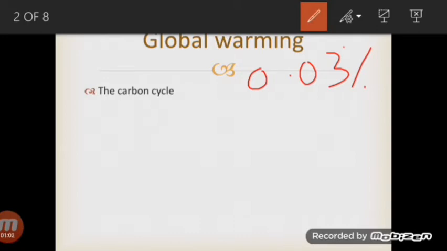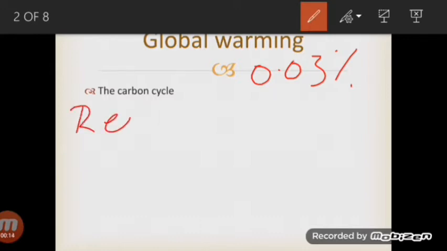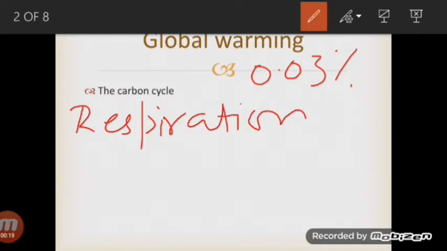Always remember this. So how is it going to maintain the level of carbon dioxide in the atmosphere? In order to understand this mechanism, we have to see how carbon dioxide is added to the atmosphere and then how it will be removed from the atmosphere. For the addition of carbon dioxide into the atmosphere, there are two processes: respiration and combustion.